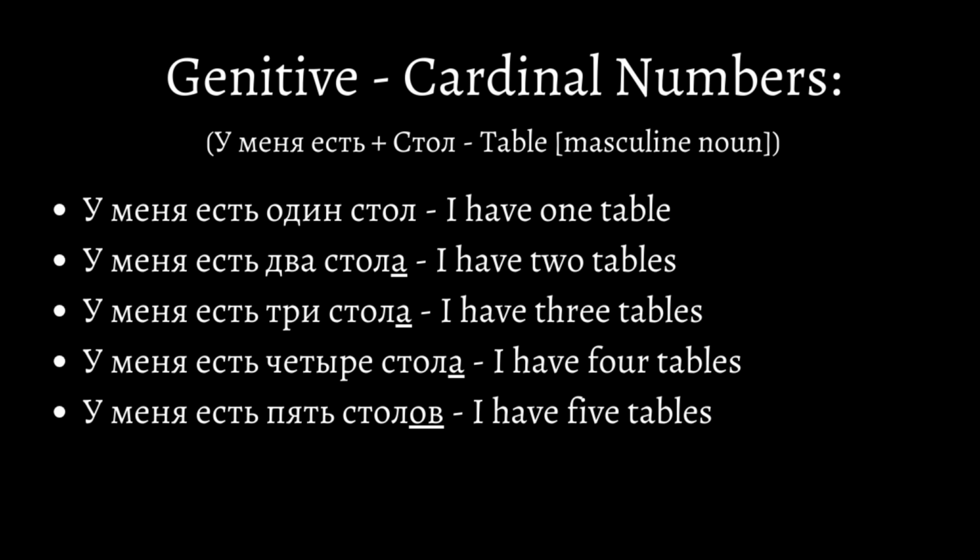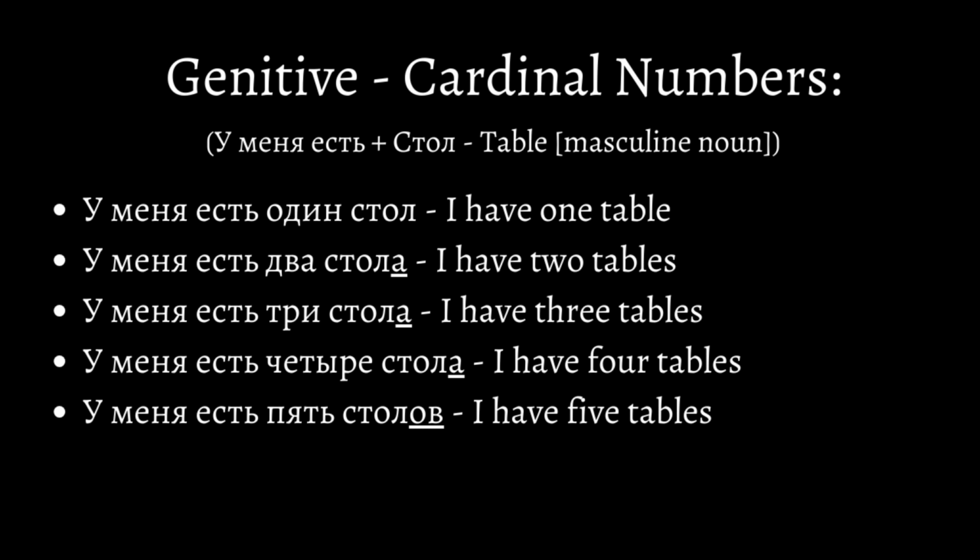У меня есть один стол. У меня есть 2 стола. У меня есть 3 стола. У меня есть 4 стола. And у меня есть 5 столов. We're using the possessive construction у меня есть along with the corresponding numbers of the noun stol.